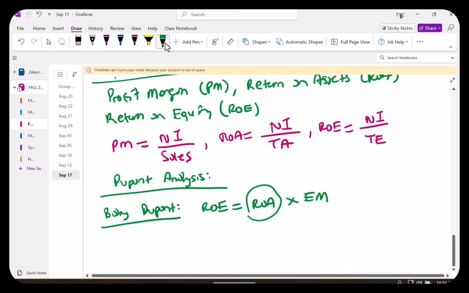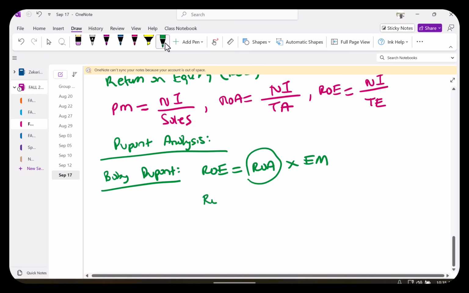Remember, this is how much money you make per dollar invested, at least as measured in book value, into the business, not by shareholders. That's what assets are. And ROE is how much money do you make per dollar invested by the shareholders, because equity belongs to the shareholders.